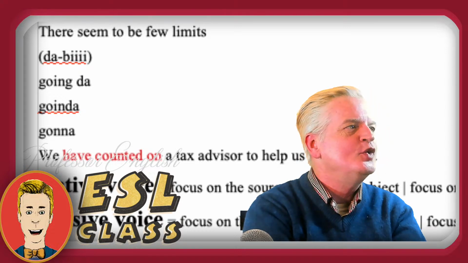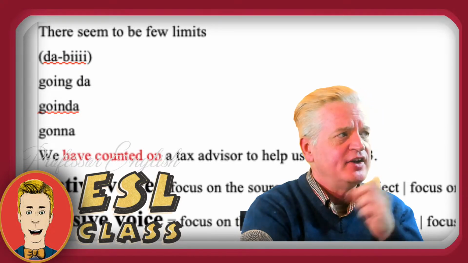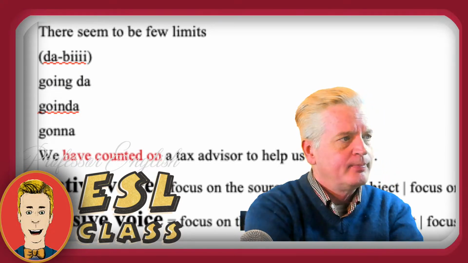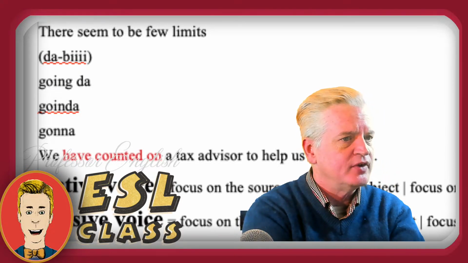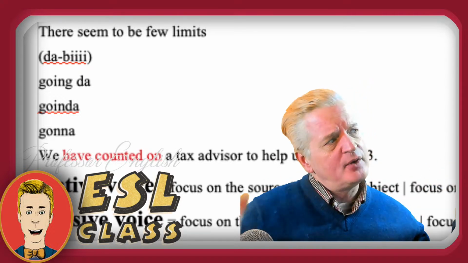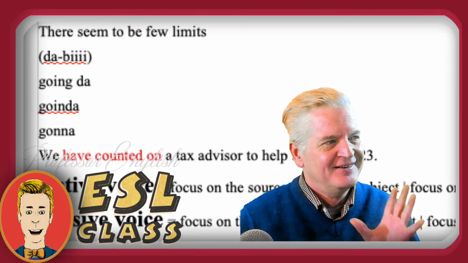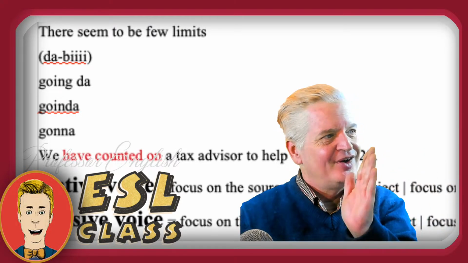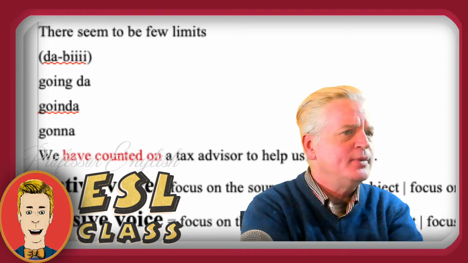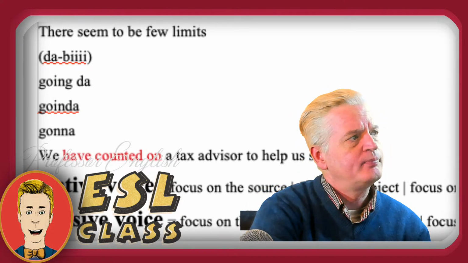There seem to be few. These are all long sounds. Now the final word, limit. What do you think about those vowel sounds? Limit. Are those long or short? Those are short. So the vowel sounds are long, long, long, long, long, short, short. There seem to be few limits.